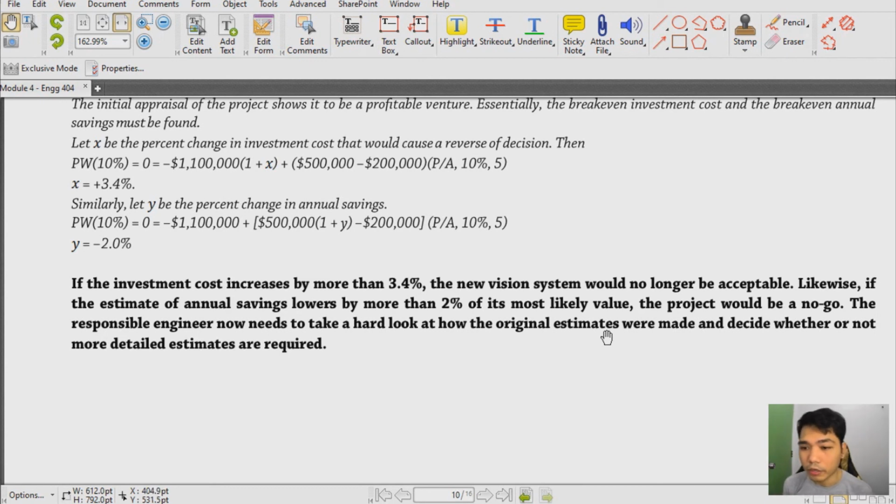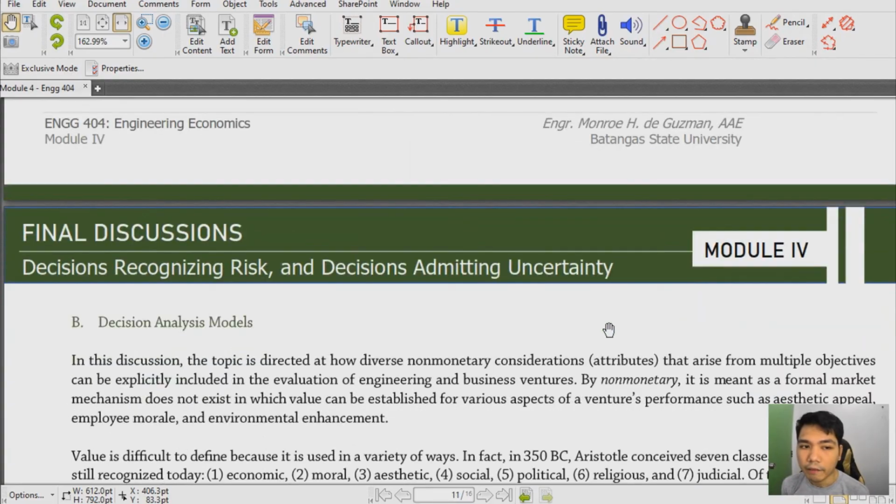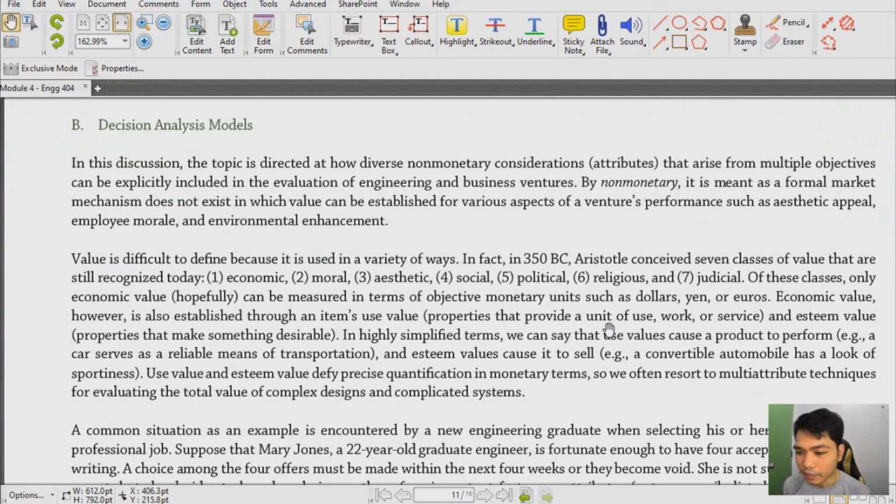Okay, so I hope you were able to understand sensitivity analysis in this case. And then finally, we can have the decision analysis models naman.